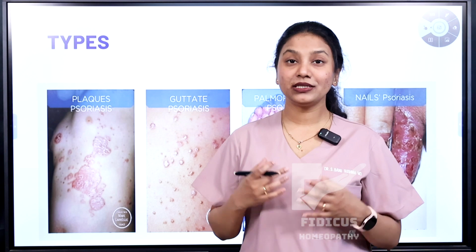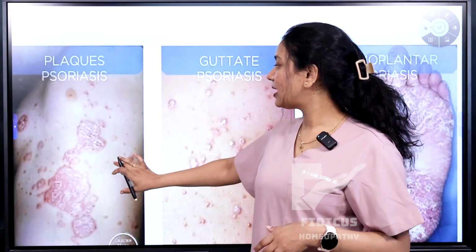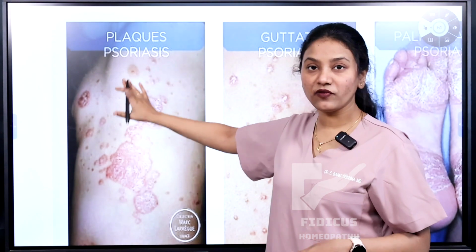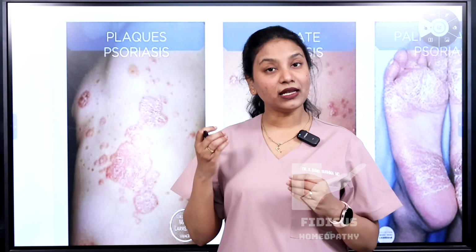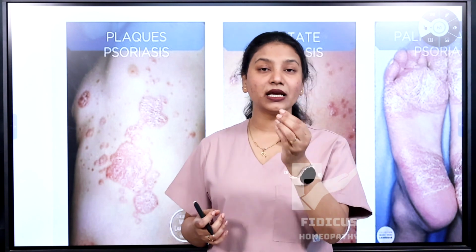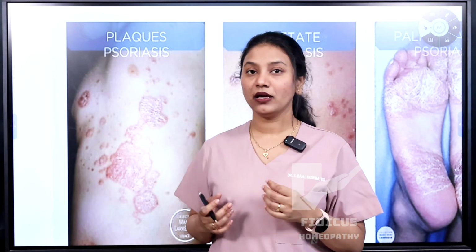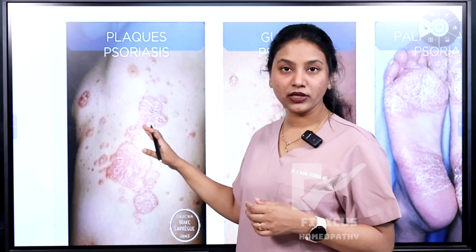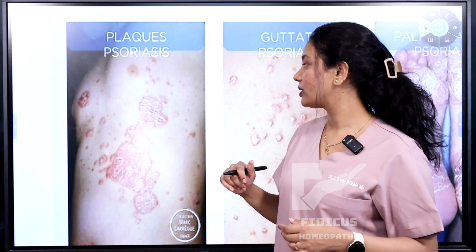Now let's get into the types of psoriasis. The first kind of psoriasis, as you can see in the picture, is called plaque psoriasis. If we take 10 cases of psoriasis, 8 cases will be either guttate or plaque. Guttate psoriasis can also turn into plaque psoriasis. First we'll discuss plaque psoriasis.